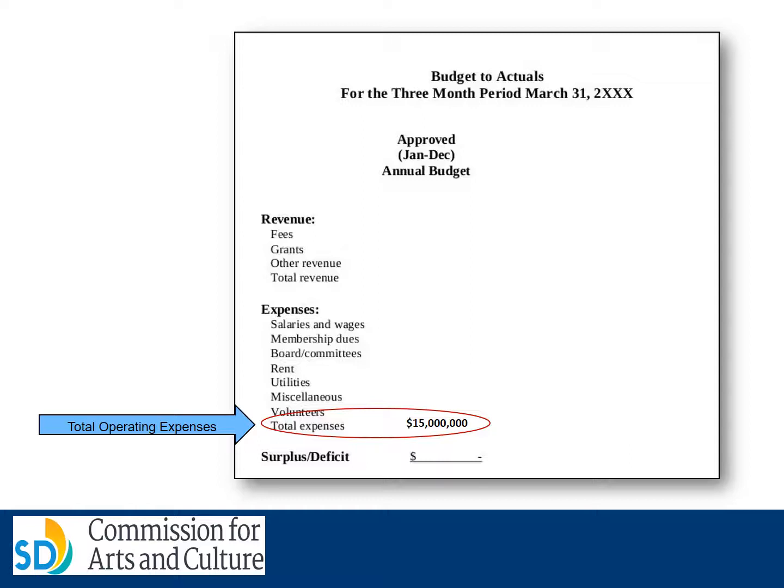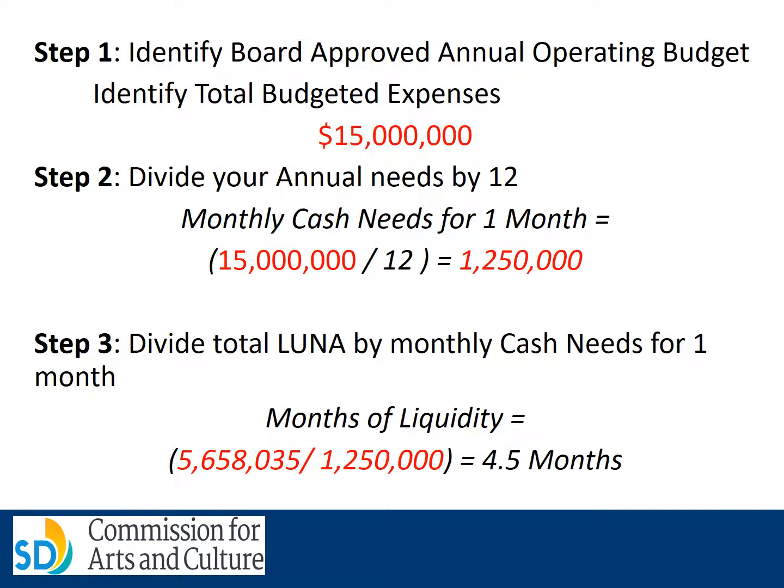You probably have a board-approved budget that looks something like this, where you list all your projected revenue and budgeted expenses for the year. This is where you follow step 1, identify the operating expenses. Ours are identified by a red circle. We've completed step 1, identifying the board-approved expenses, 15 million.